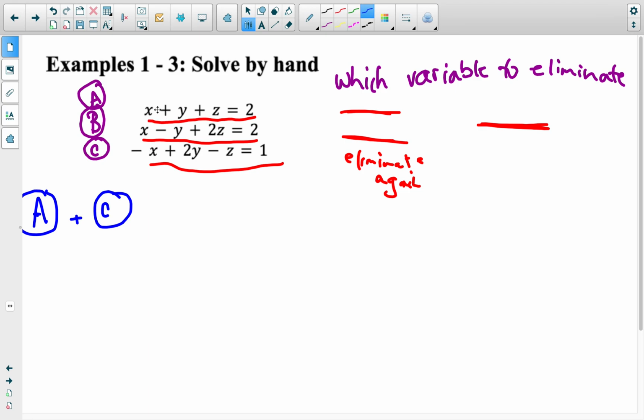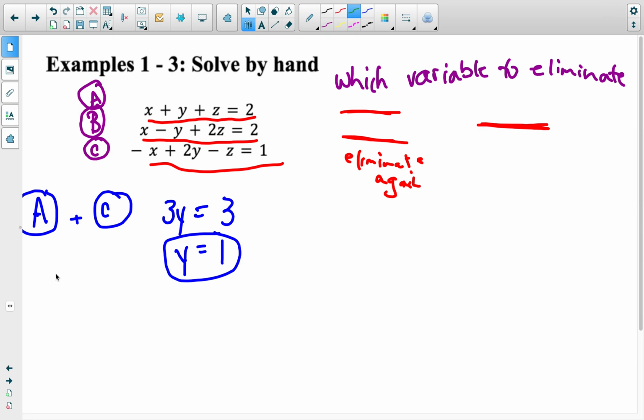So x plus negative x, those cancel. y plus 2y gives me 3y. z plus negative z gives me 0z, so those cancel out really nicely. And then 2 plus 1 gives me 3. This is actually a really nice situation. My x's and my z's canceled out, meaning that right off the bat I can tell you that y equals 1. That doesn't always happen, but if it does, it's super nice.